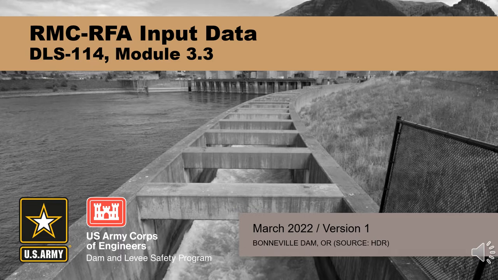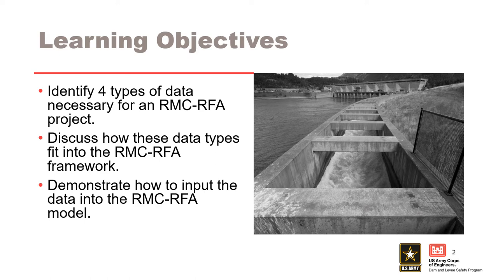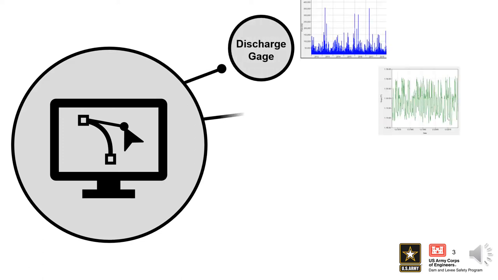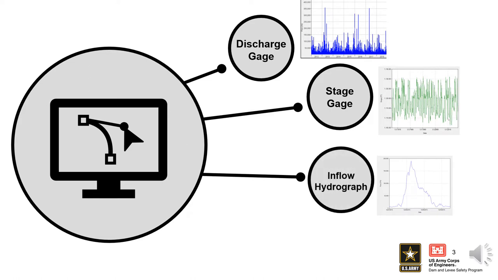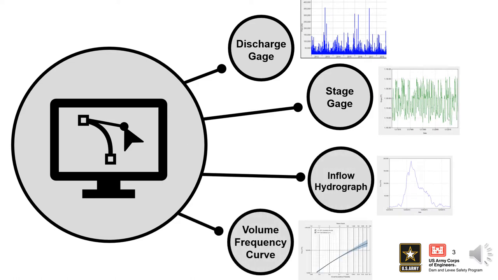In this lecture, we are going to discuss the different types of input data necessary for an RMC-RFA project. There are four types of input data required for an RMC-RFA project. This includes discharge gauge data, stage gauge data, inflow hydrographs, and a volume frequency curve. The objective of this lecture is to understand how each of these input data fit into the framework of RMC-RFA, as well as demonstrate how to input the data into the model.